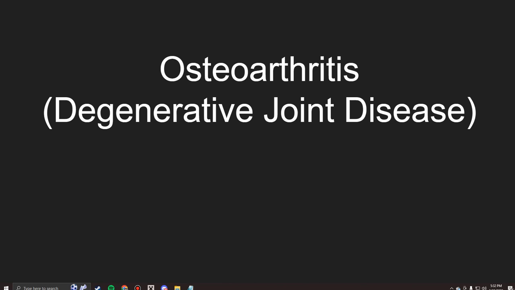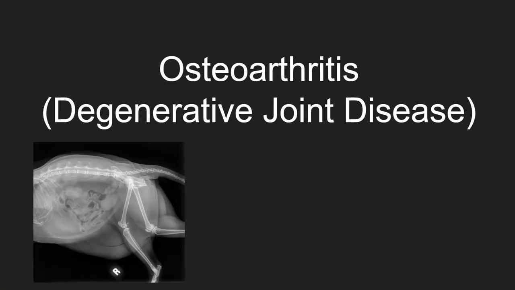Today we're going to be talking about osteoarthritis, which is a degenerative joint disease. This disease is going to be found in all sorts of mammals as well as other animals. Today we're going to be focusing, however, on cats. Here we're going to see a left lateral recumbency x-ray of a cat. We're going to break it down into where we can find this joint disease.